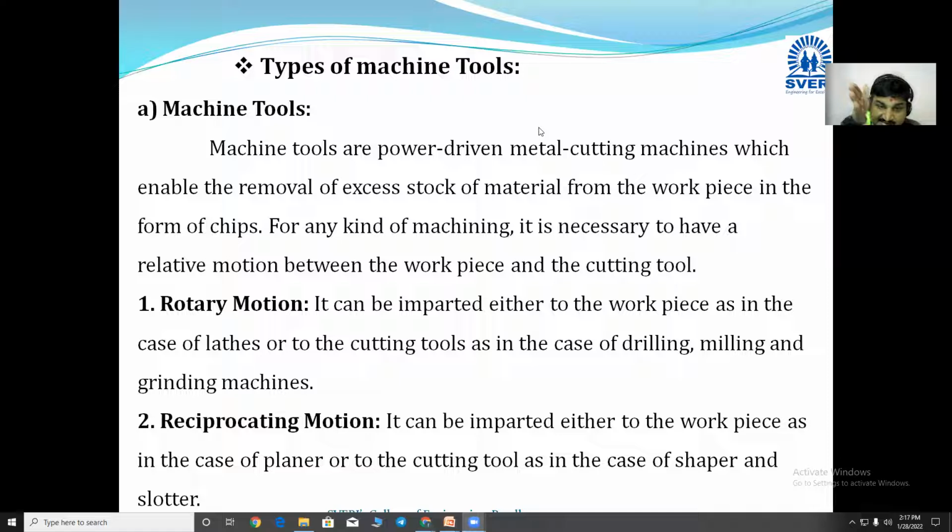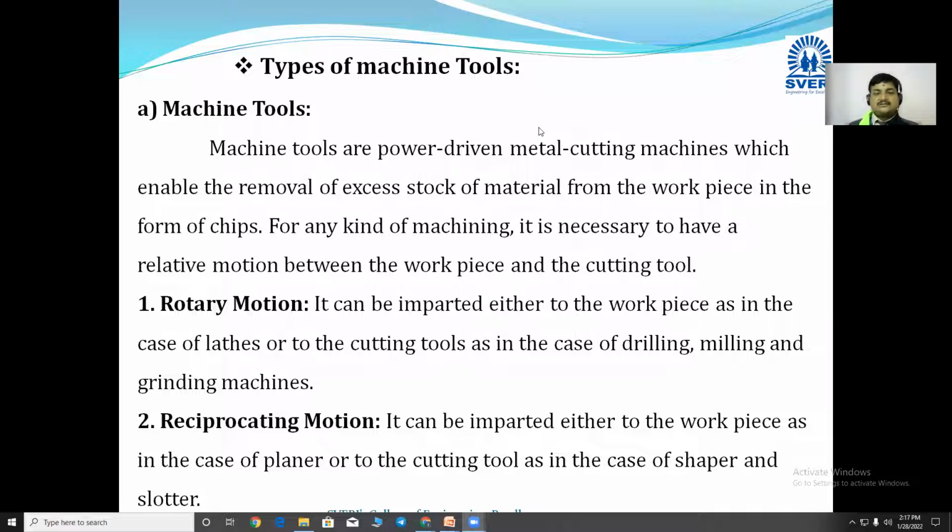So when such kind of the operation is there, then such machines are known by the name of reciprocating motion machine tools. Okay. So what we have learned? We have learned the machine tools. We have learned the rotary motion machine tools and reciprocating motion machine tools over here.